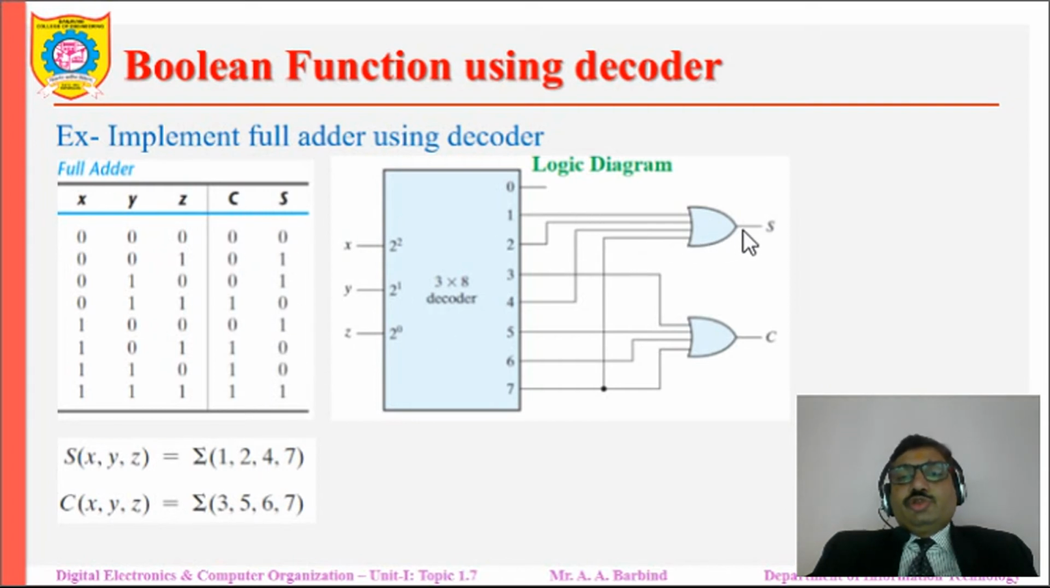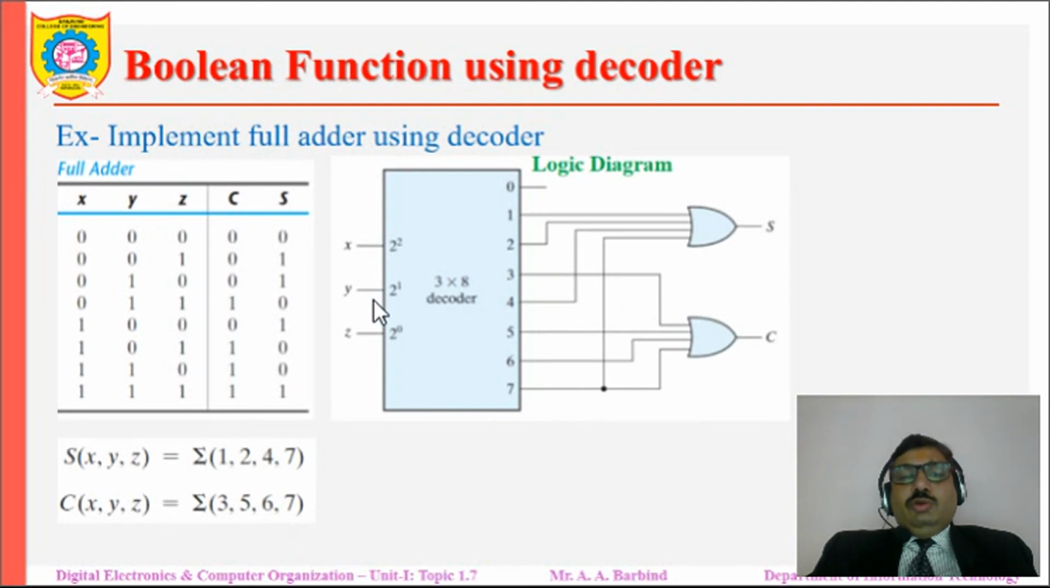Sum should be 1 for the min terms 1, 2, 4 and 7. So the outputs 1, 2, 4 and 7 are combined using an OR gate, and that gives us the sum output, whereas the carry output is obtained by ORing the outputs of the decoder 3, 5, 6 and 7.